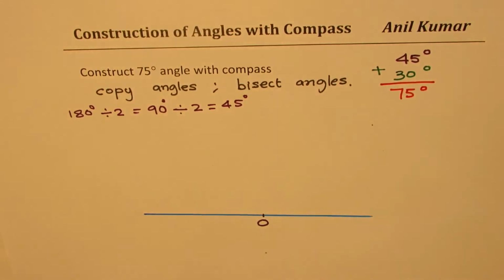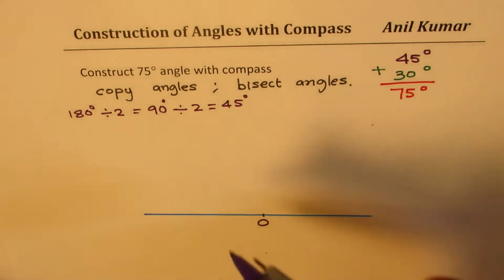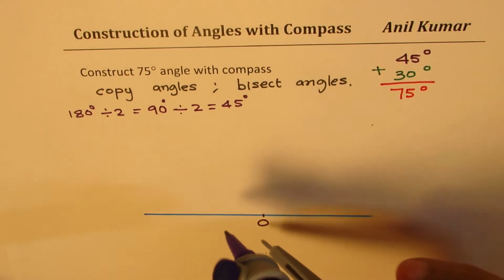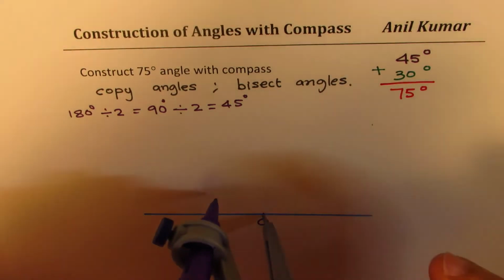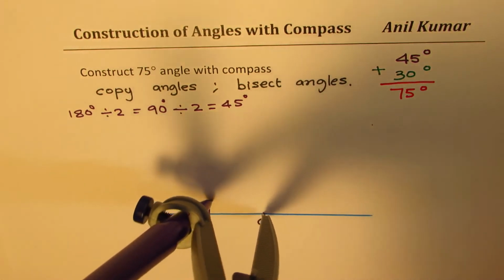Does it make sense to you? So we'll do bisecting of angle twice to get 45 degrees. Perfect. So let's begin by bisecting 180 degrees. For that we need to just place our compass with center at O given here, and we'll make a semicircle, right? We make a semicircle.